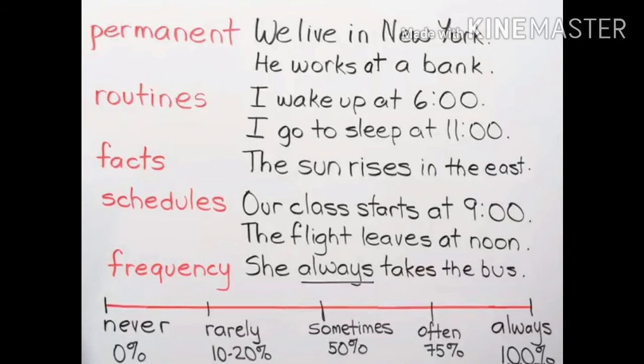We live in Khammam. In the same way, he works at a bank. It means he has a job there. So regularly he works there only. So there is no change in that thing. So it is a permanent action. So we write it as he works at a bank.